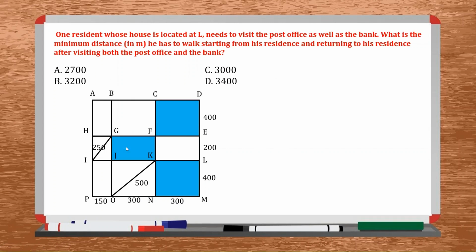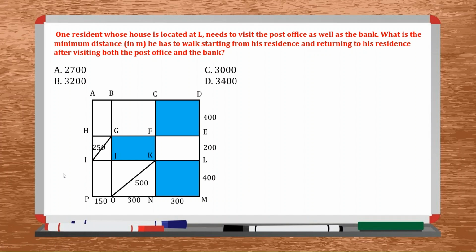I'll be explaining to you the approach of solving such questions. First, let's look at the problem. We have a resident at point L, who needs to visit the post office as well as the bank, the points P and B respectively. Then what is the minimum distance we have to walk from the residence and return to the residence after visiting both the post office and the bank?